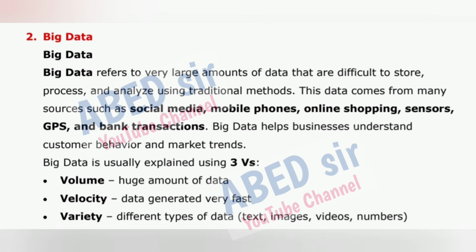Big data is usually explained using three Vs. Volume, huge amount of data. Velocity, data generated very fast. Variety, different types of data: text, images, videos, numbers.